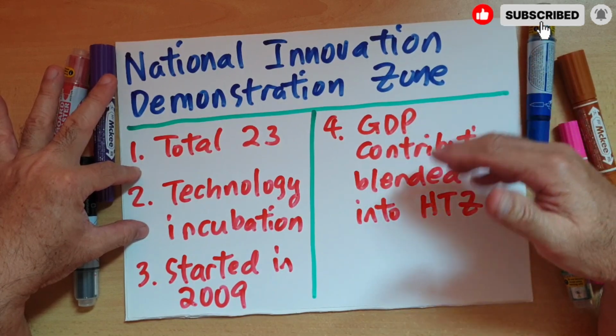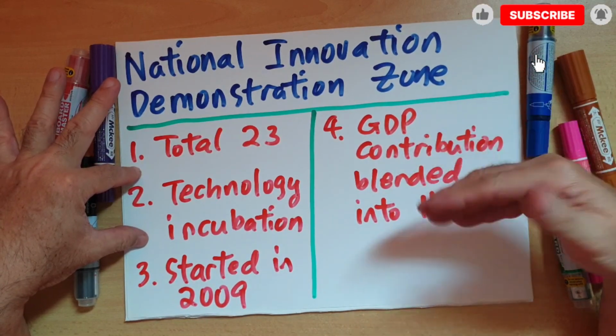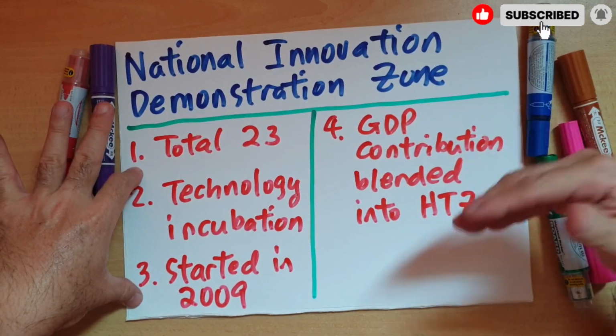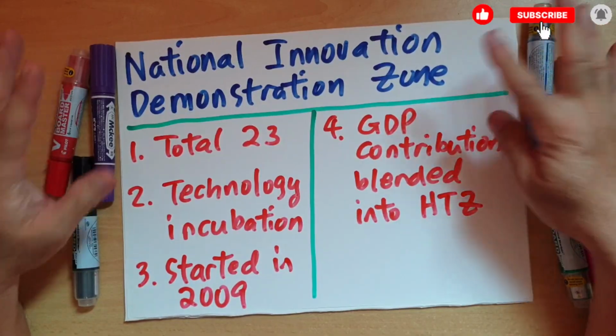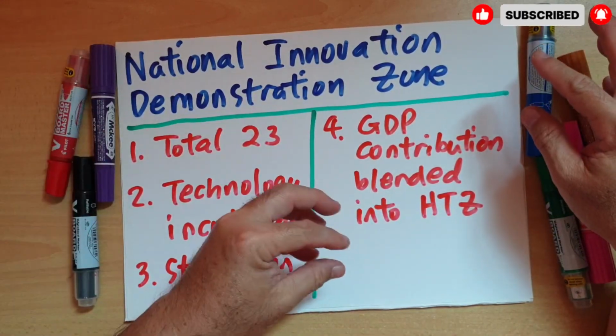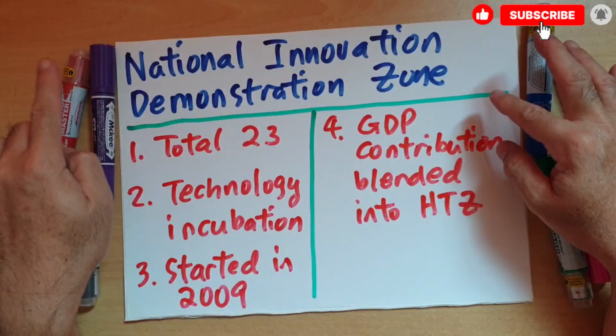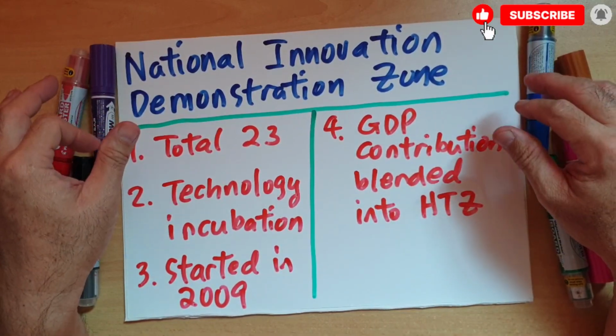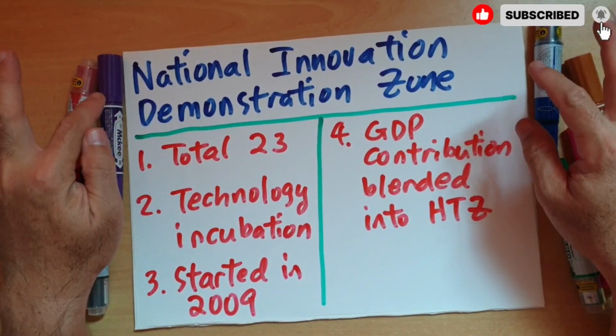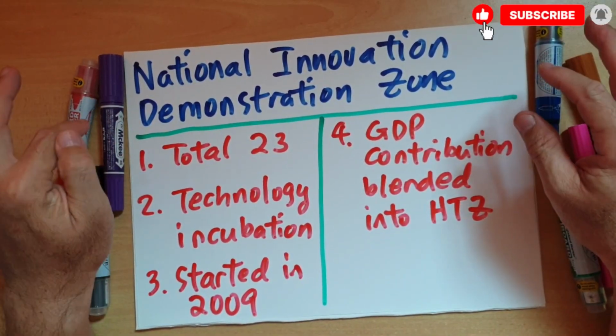from their innovative ideas. This kind of zone started in China in the year 2009, and all the GDP contribution from this zone is blended into the high-tech zone. Like I mentioned just now, the high-tech zone contributed 14% of China's GDP, so part of it comes from the National Innovation Demonstration Zone.